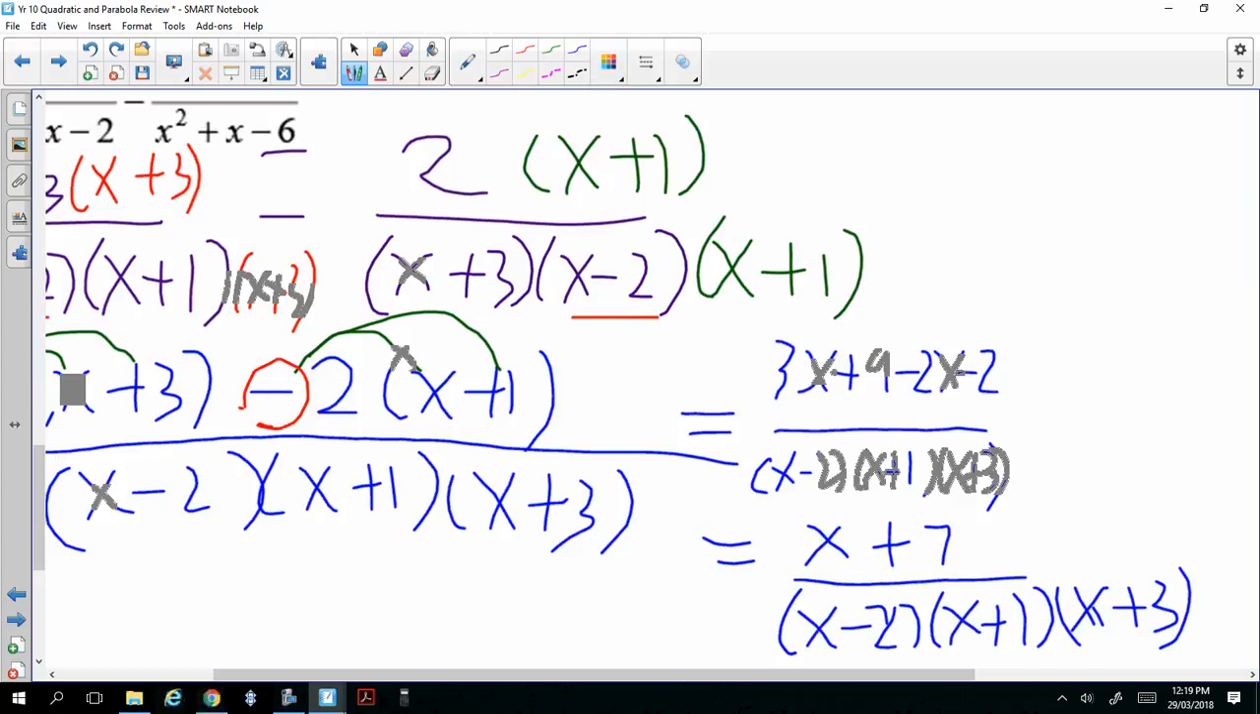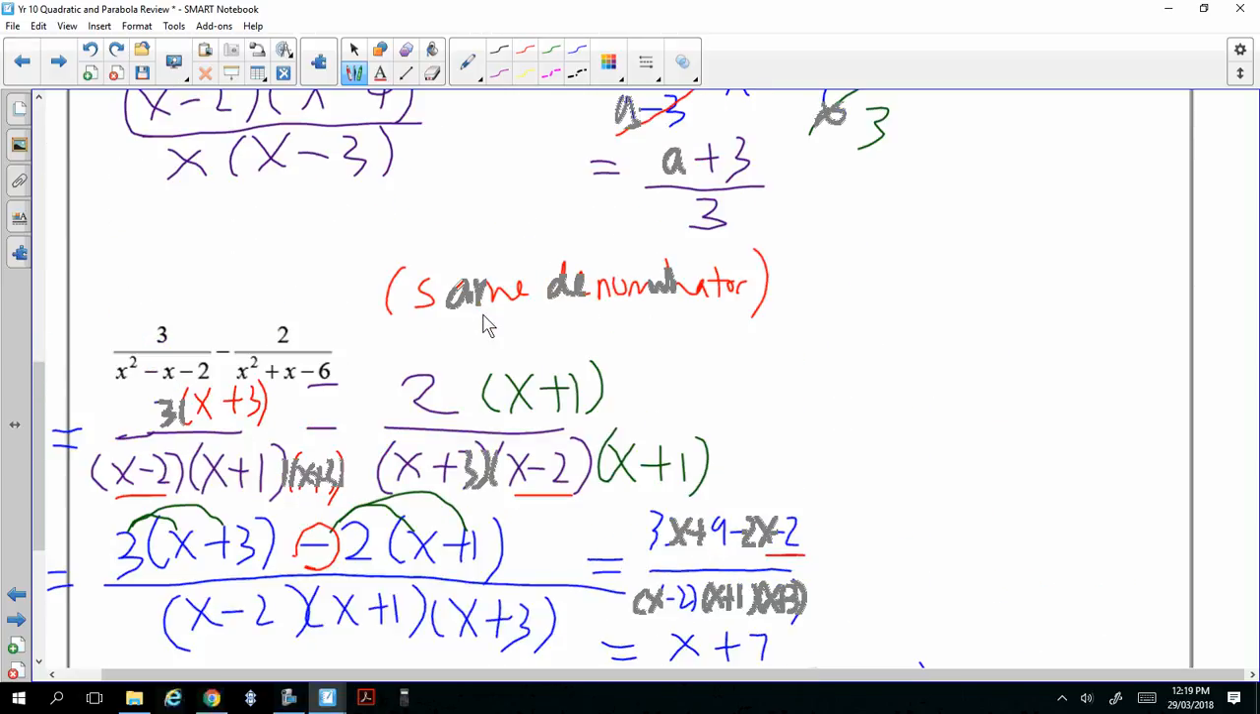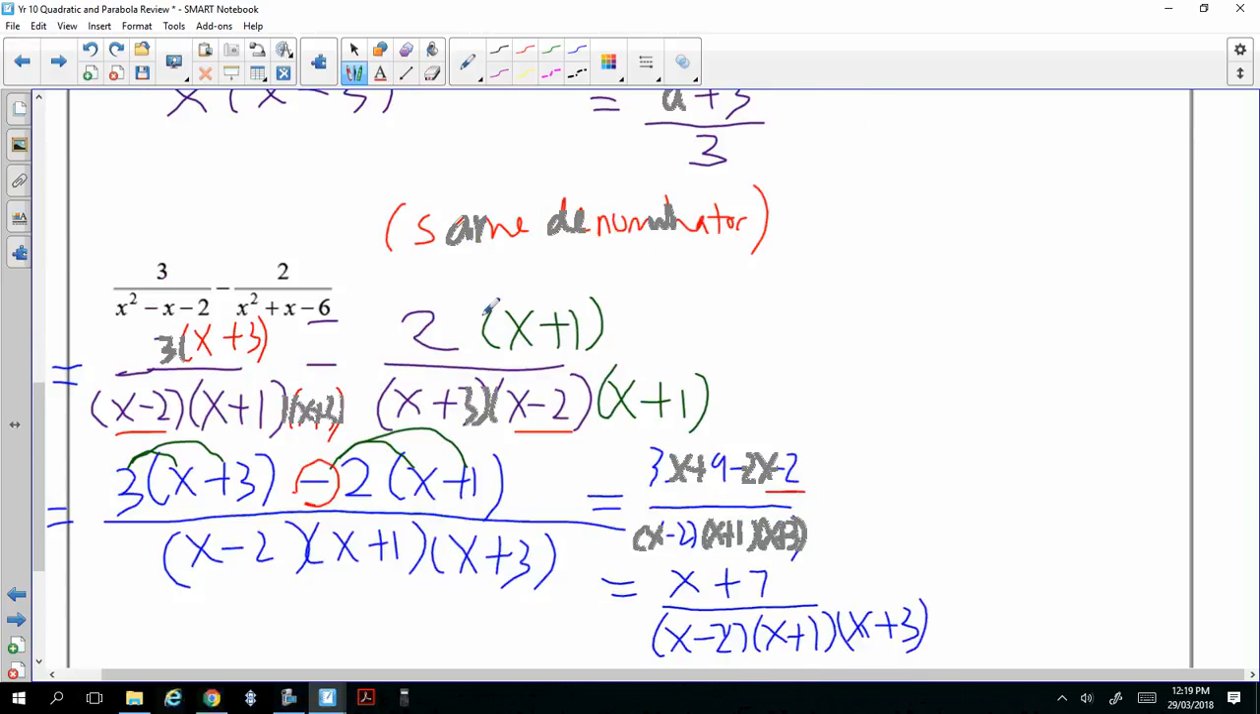So this is all the factorizing and simplifying algebraic fractions. Yes? You can't cancel, no, because that's x plus 7, and that's (x minus 2)(x plus 1)(x plus 3). Can you cancel the x? No.